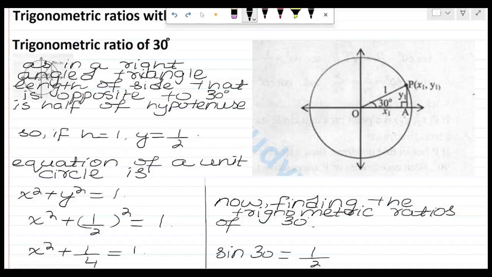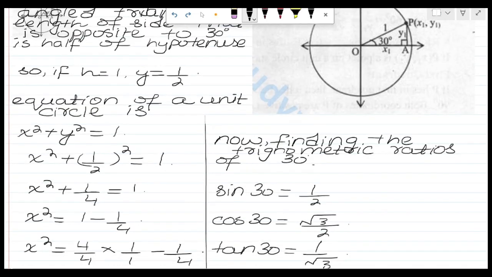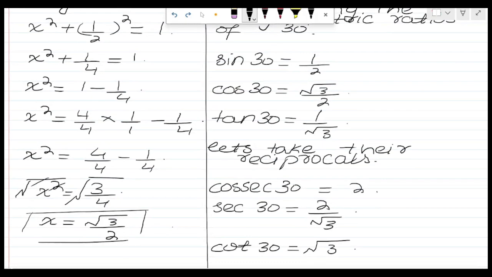So that will be x square plus 1 over 4 is equal to 1. Now let's take 1 over 4 to the right side. Its sign will be changed from positive to negative, and then we have 1 minus 1 over 4. So we need to make the denominator the same. So we will multiply 1 with 4 over 4. That means x square is equal to 4 by 4 minus 1 over 4. So what does that give us?